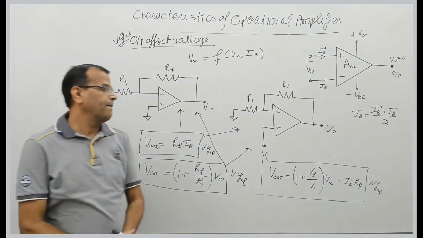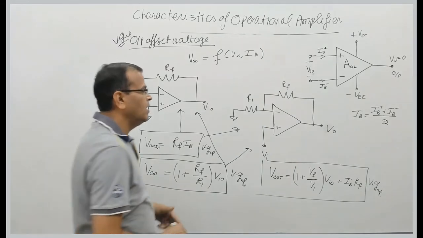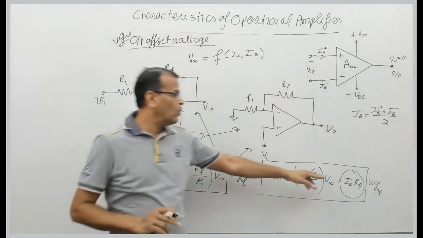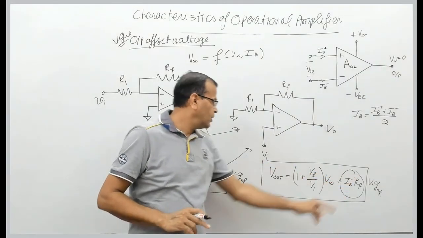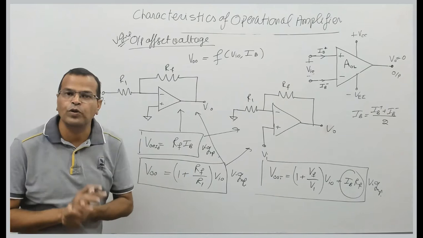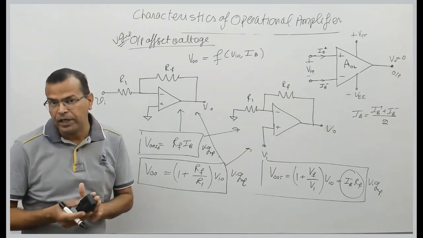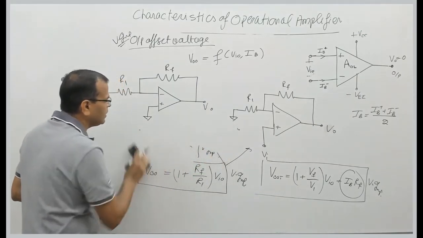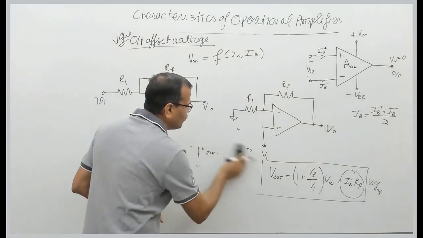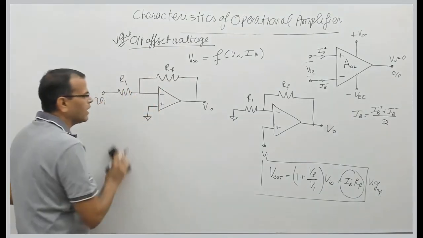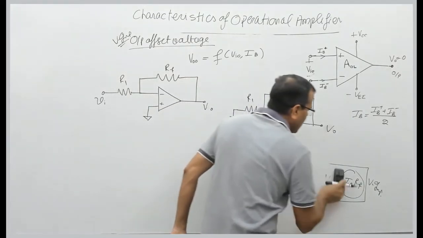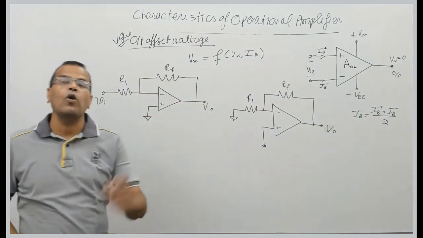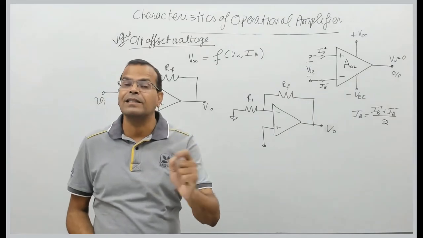Fine. Now there is an interesting part. This part of the output offset voltage can be minimized. How can we minimize that? Let us see. This component of output offset voltage because of the input bias current can be minimized by connecting a resistance called offset minimizing resistance.